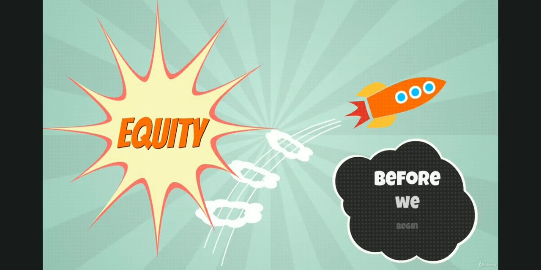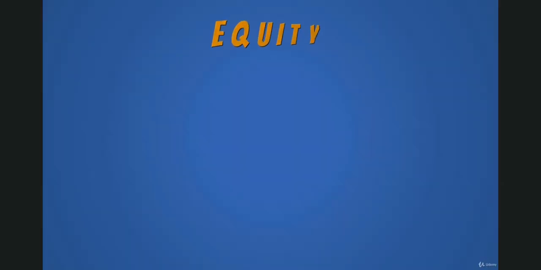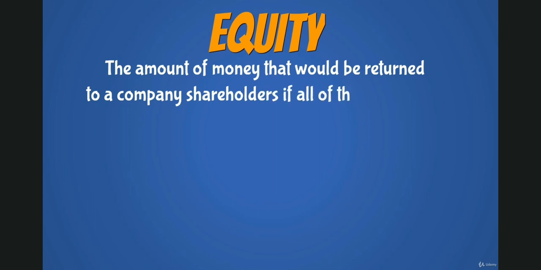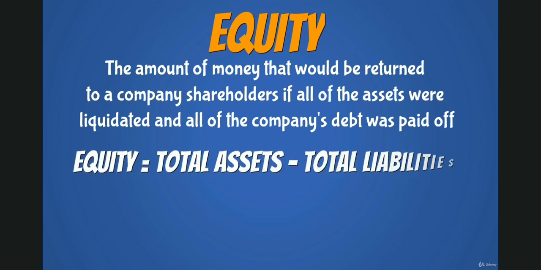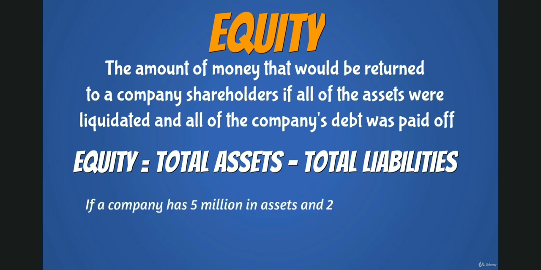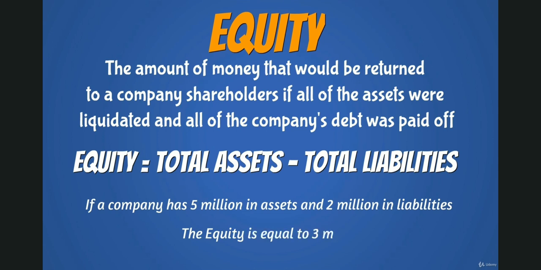Before we begin, we have to understand the meaning of the term equity. I know that a lot of you are familiar with what equity means, but for those of you who don't know, equity represents the amount of money that would be returned to a company's shareholders if all of the assets were liquidated and all of the company's debt was paid off. We find equity by using this formula: total assets minus total liabilities. So if a company has 5 million in assets and 2 million in liabilities, then the equity is equal to 3 million.